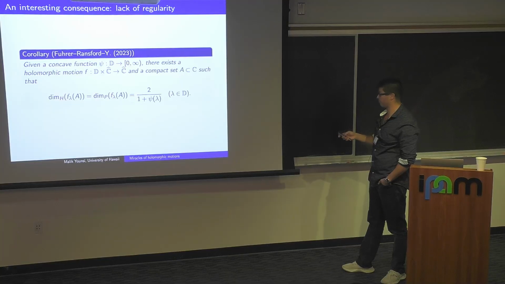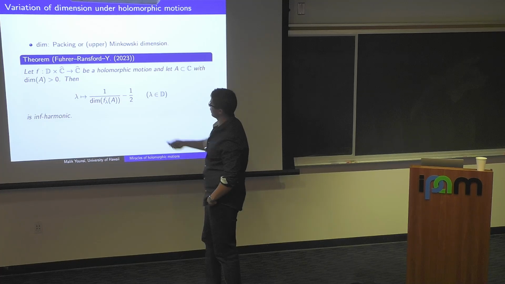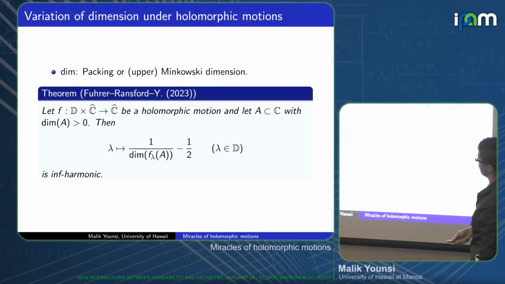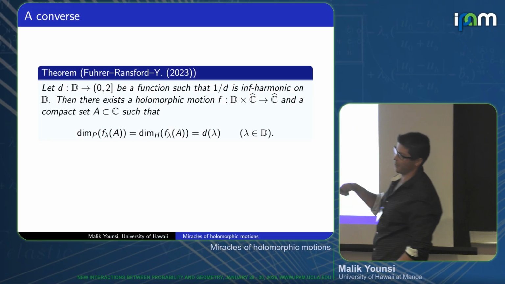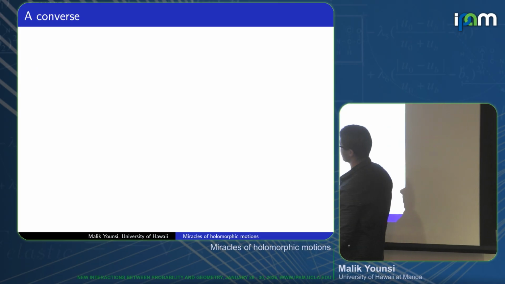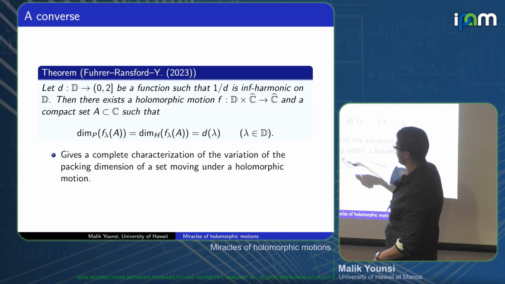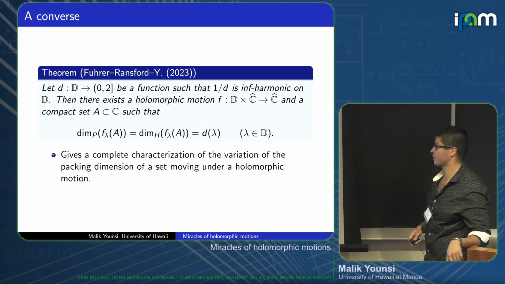The only thing that's kind of missing in our work is if we go back to the main theorem, it applies to packing or Minkowski, not Hausdorff. And the converse applies to packing and Hausdorff, but not Minkowski. So the common denominator is packing dimension, so that's why I wrote here that we obtain a complete answer for the variation of packing dimension under this holomorphic motion.